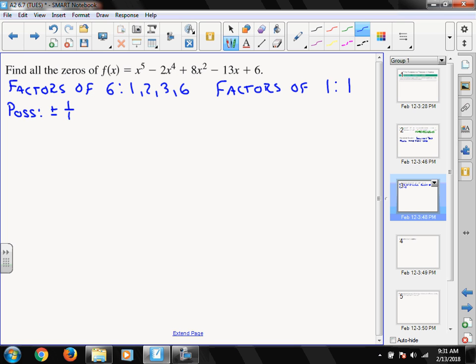So what are my possibilities? Plus or minus 1 over 1, plus or minus 2 over 1, plus or minus 3 over 1, plus or minus 6 over 1. And you can reduce those fractions if you want. So if you want to go plus or minus 1, plus or minus 2, plus or minus 3, plus or minus 6, you are more than welcome to do that. Okay?